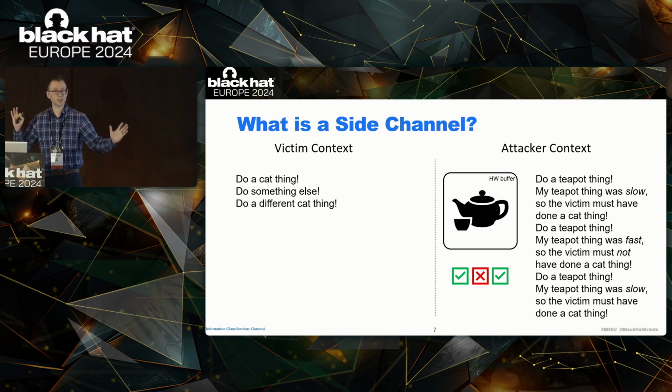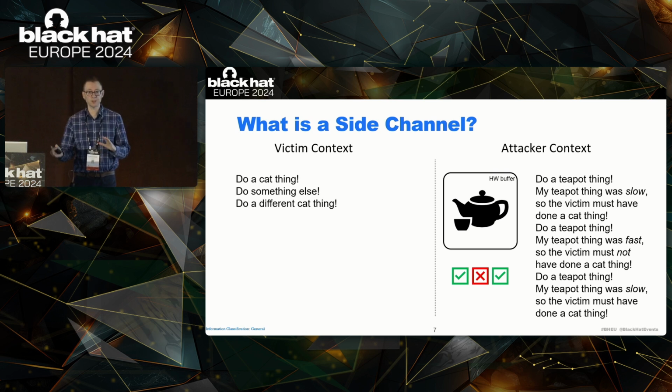It can't see the picture of a cat. It can't tell that the victim is doing a house cat thing or a lion cub thing. But it might at least be able to infer whether the victim is doing a cat thing or something other than a cat thing. And in some security contexts, this might be interesting. The attacker might be able to learn something useful.